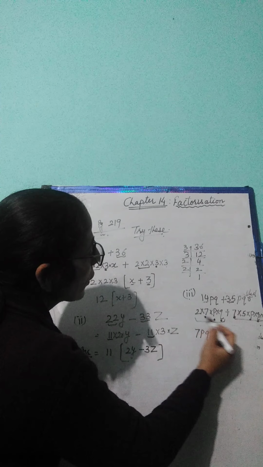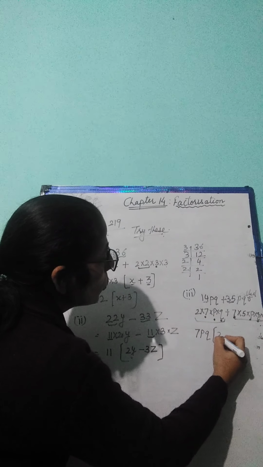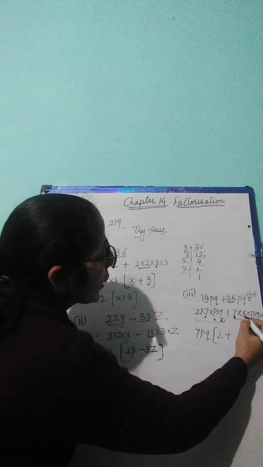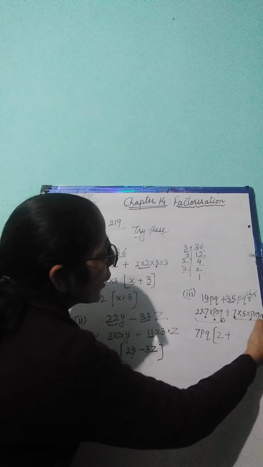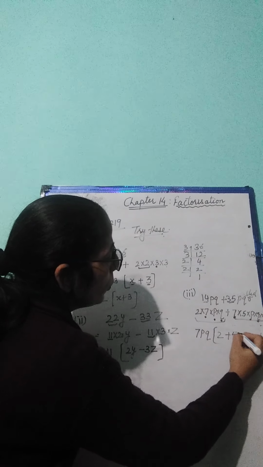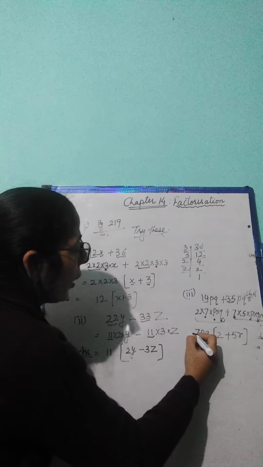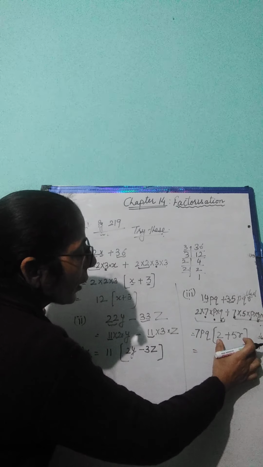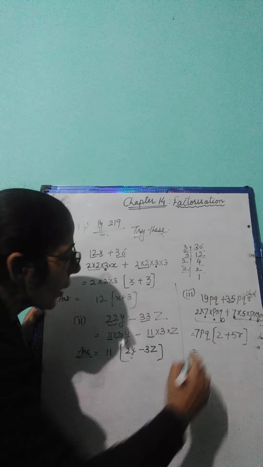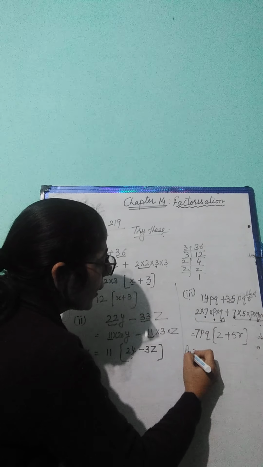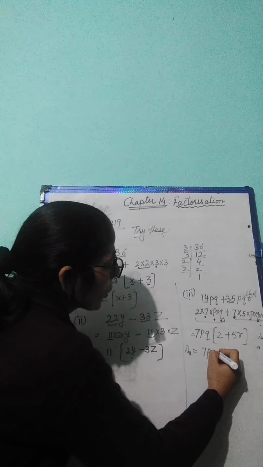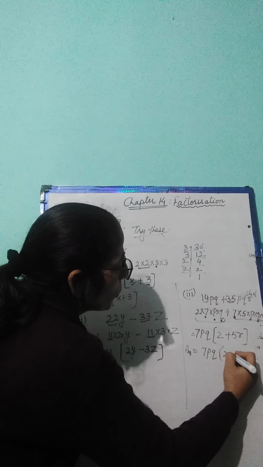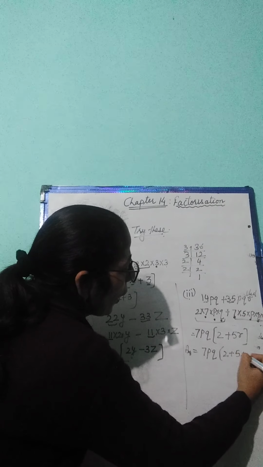What is left here? It is left with 2 plus, here what is left? 5r. 2 plus 5r. So this is the answer because now they cannot be added or subtracted. So answer is 7pq into 2 plus 5r.